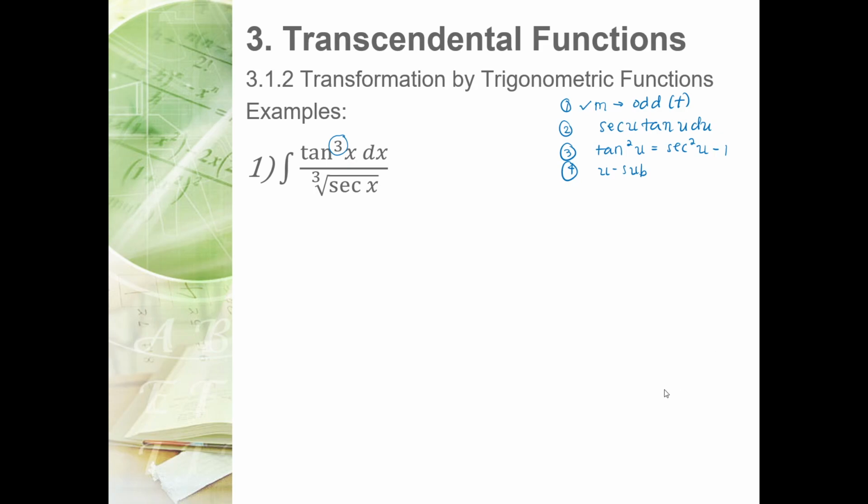If we try to factor out sec u tan u, notice that we need to factor out secant u also. So for us to visualize the factoring process properly, we move the secant x function to the numerator. So we have tangent of 3x, and then in exponential form, your second term will be secant x to the power of negative 1/3 dx.